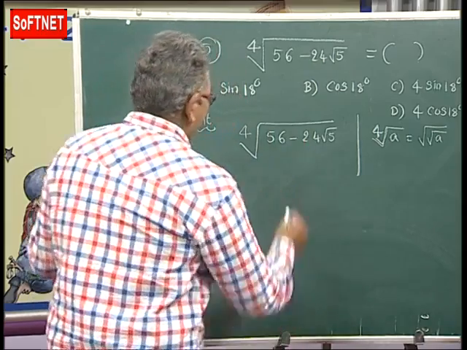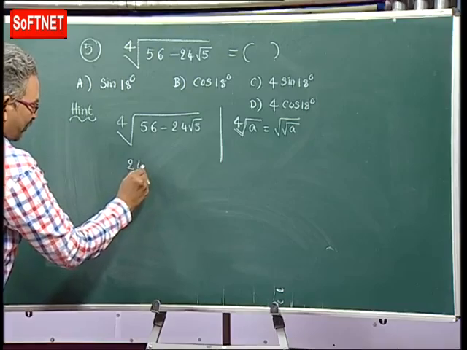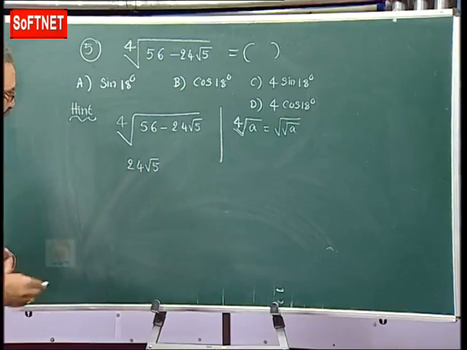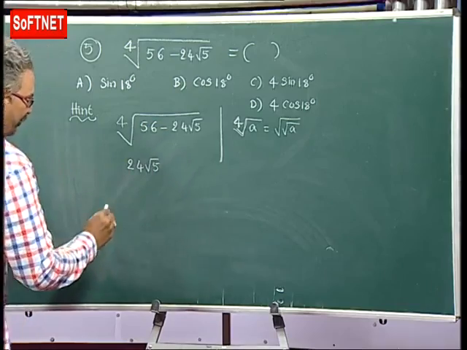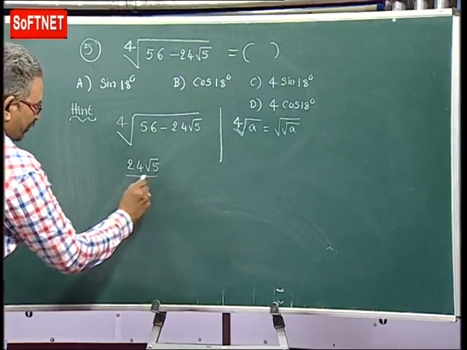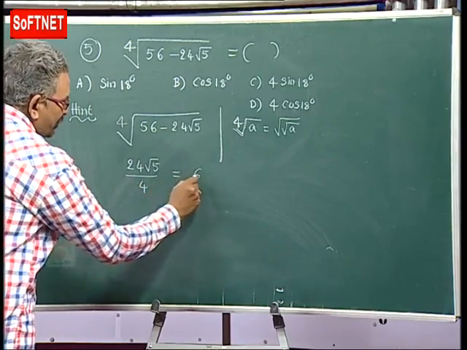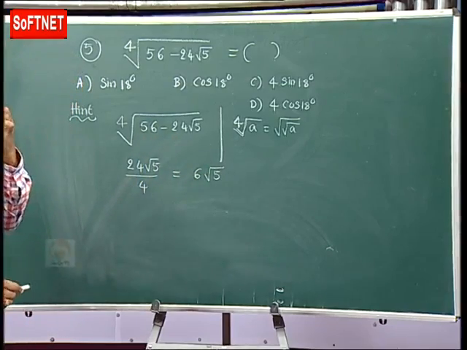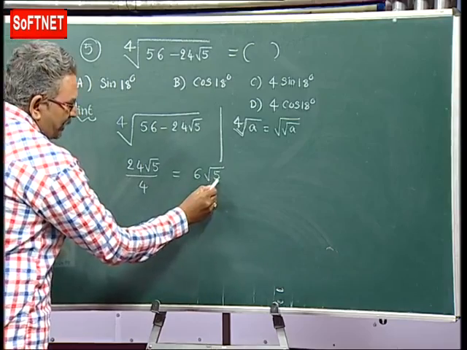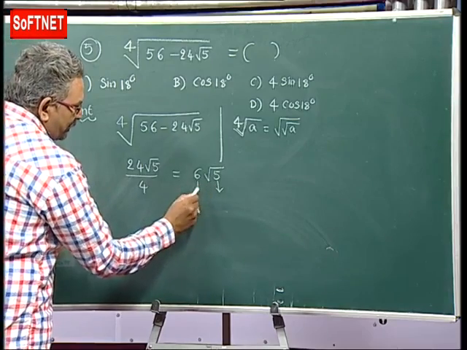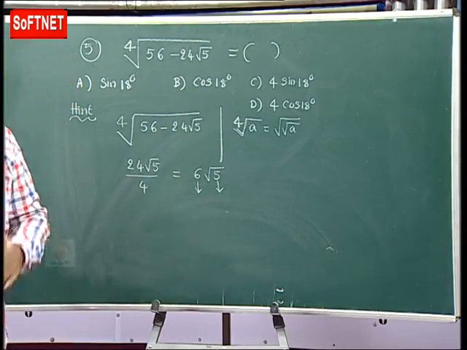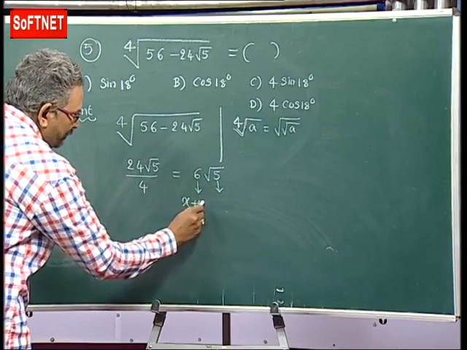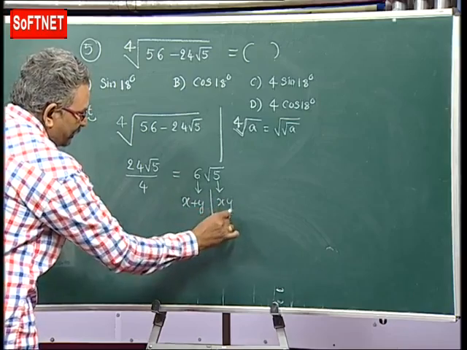So now here, 24 root 5, you take it, whether it may be minus or plus, don't bother, just divide by 4. What do you get? 6 root 5. Now I will explain the technique here. This 5 must be the product of the two numbers, 6 must be the sum of the two numbers, that's all. So that means this is x plus y, this is xy.